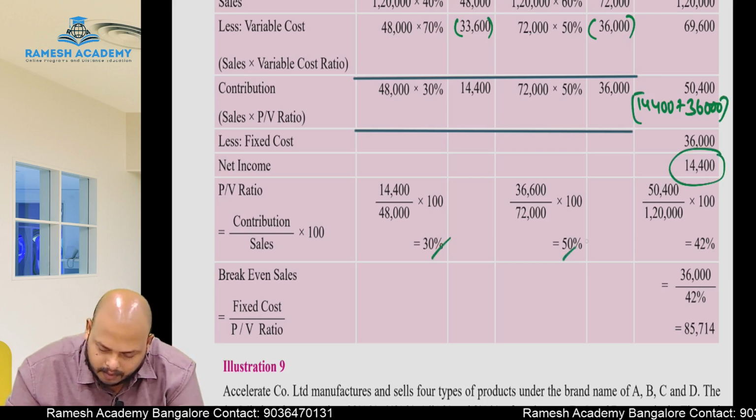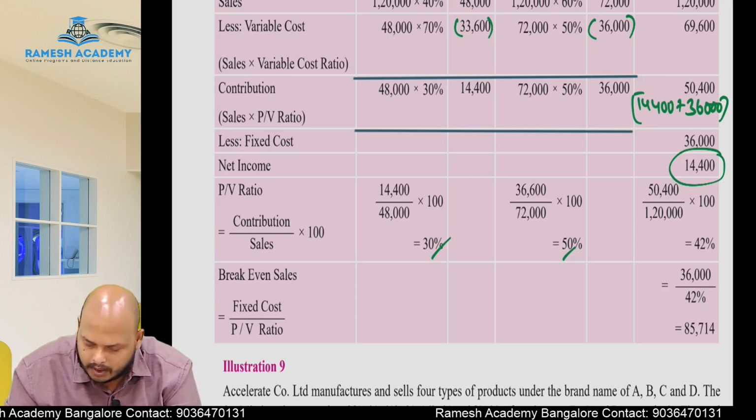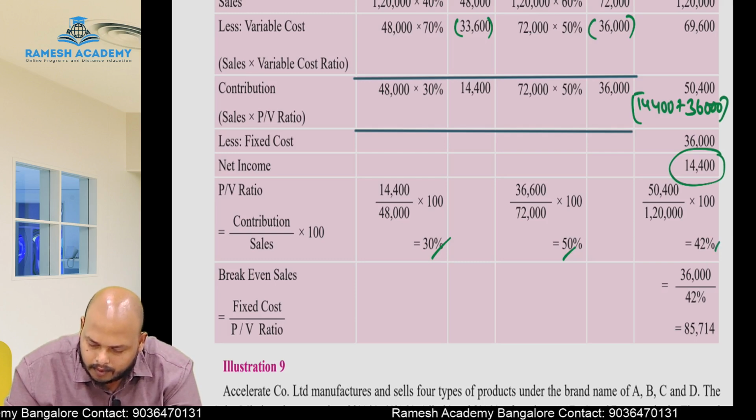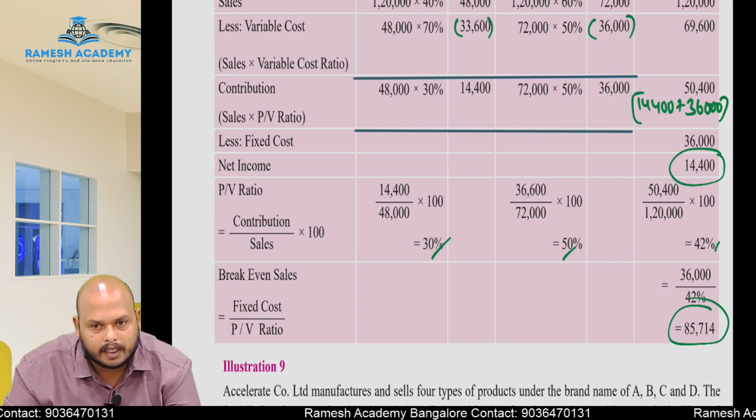PV ratio 30%, 50%, it will not change. Here it will change. Why? Because overall contribution is changing, 42%. Fixed cost by PV ratio is break even point. Finished as per his satisfaction.